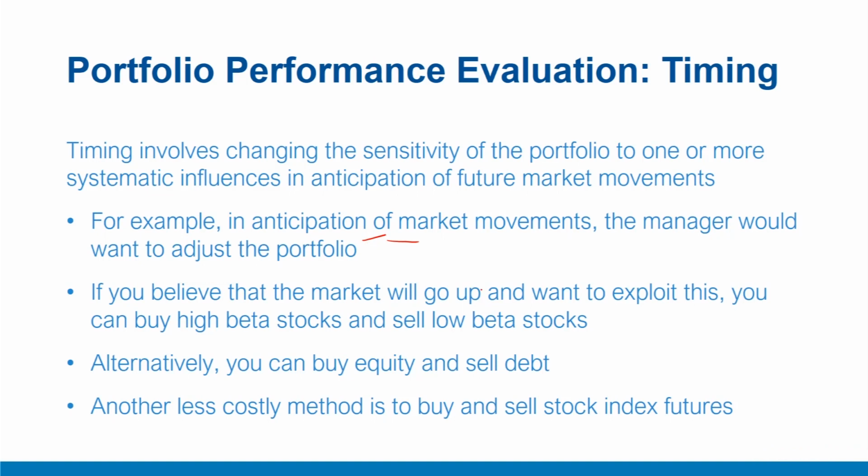Let's say you believe that market is going to go up and you want to exploit this, then you can buy high beta stocks and sell low beta stocks. That will increase the sensitivity of your portfolio to the market. So it rises more when market rises. Similarly, you can buy equity because equity is more sensitive to market and sell debt which is less sensitive to market. Another less costly method is to buy and sell stock index futures.